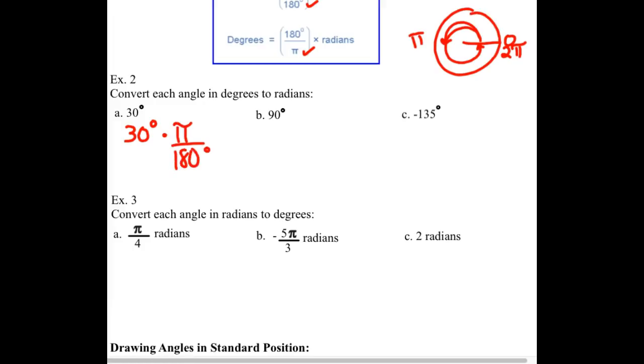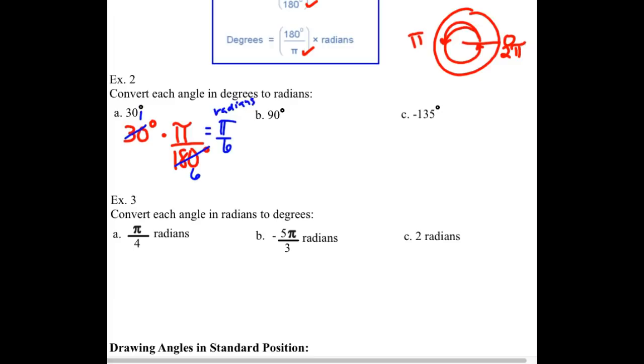Check your paper. Did you put the degree symbols on there? It makes a difference. All right. So can we reduce 30 and 180? 30 goes into 180 how many times? 6. Now, the degree symbols are going to drop out, right? We have degrees on top, degrees on the bottom. So all we have left is pi over 6. So my answer here would be pi over 6 radians.